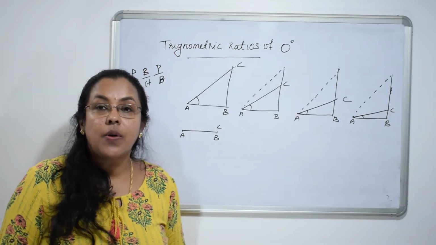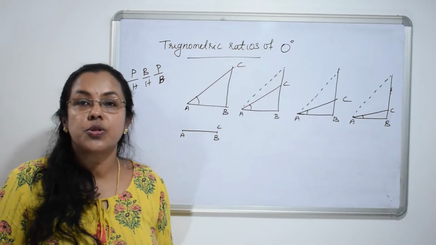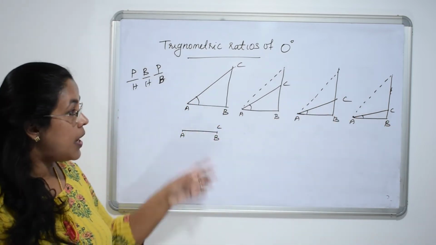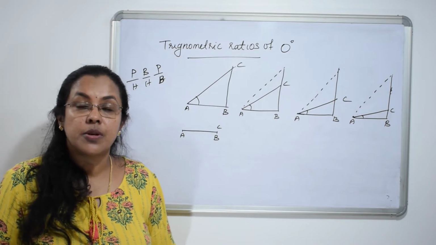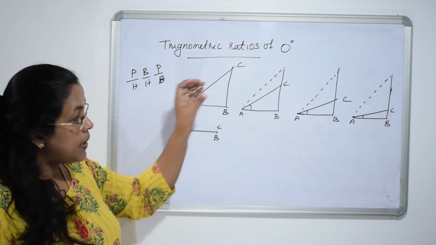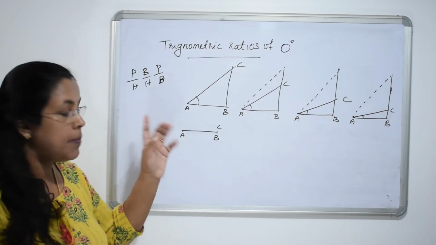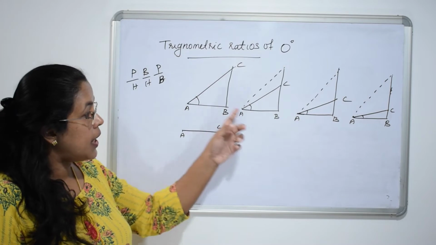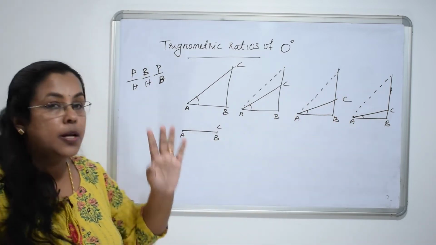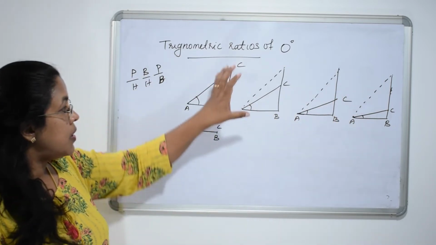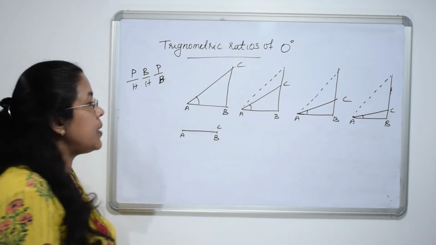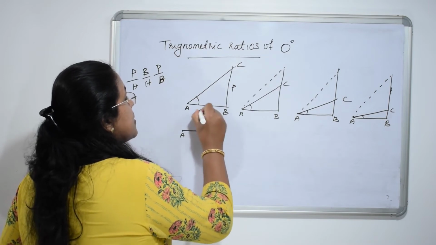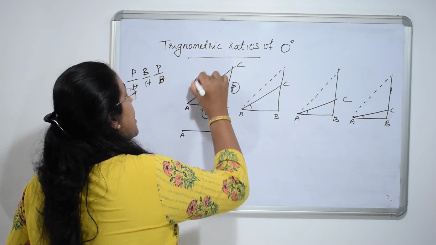Now I am going to explain the trigonometric ratios of 0 degree. Now look at these triangles. What happens to the trigonometric ratios of angle A if it becomes smaller and smaller and finally becomes 0? Look at this. BC is the perpendicular and AB is the base and AC is the hypotenuse.